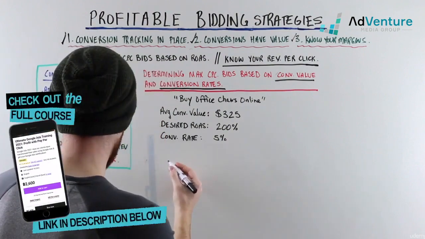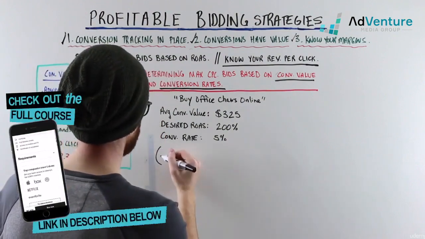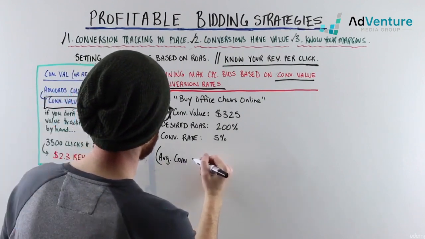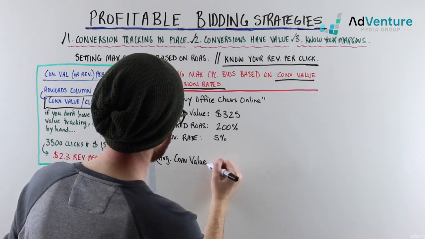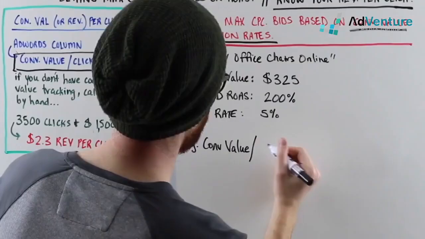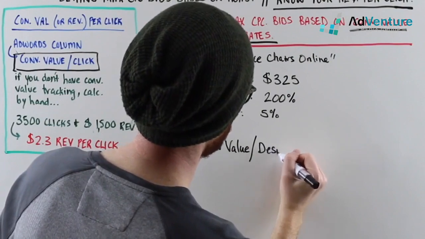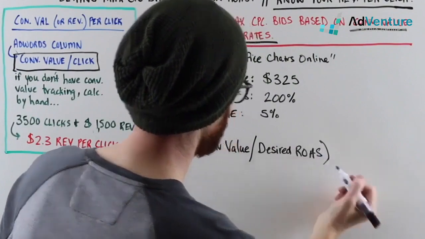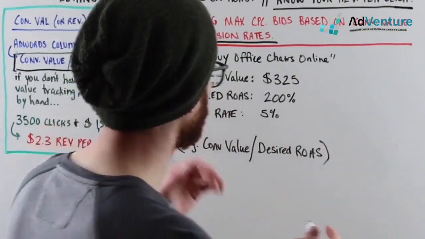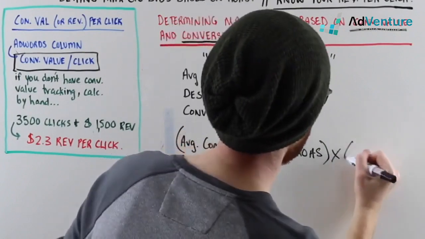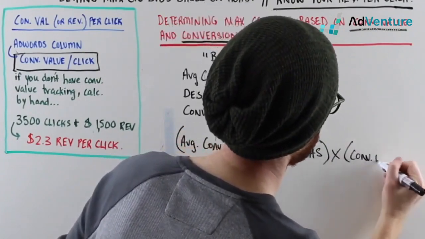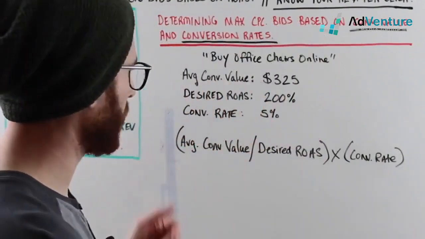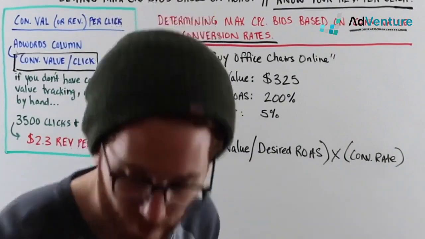You take your average conversion value, okay? Average conversion value, and you divide that by your desired ROAS, your desired returns, okay? You do that first, and then you multiply that number by your conversion rate, okay? That is how this calculation is done. So let's go and actually plug this in, and let me grab a new marker color for this.